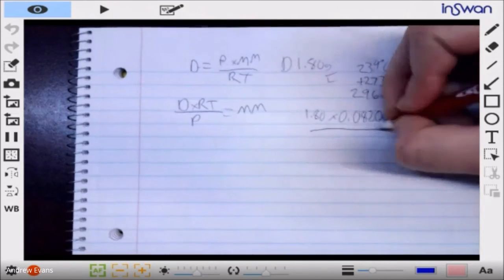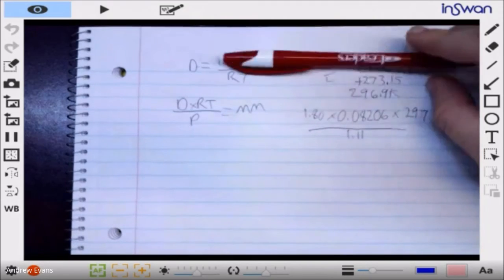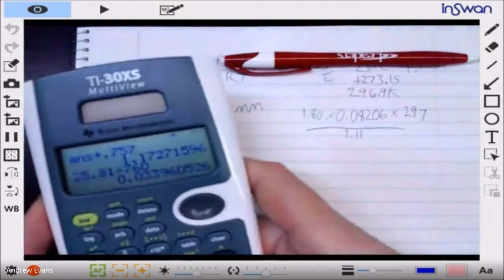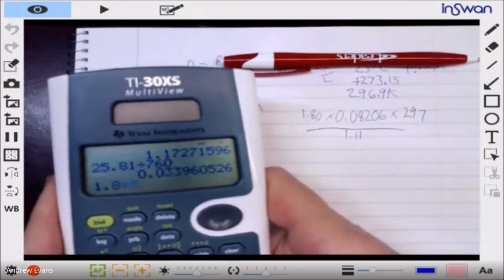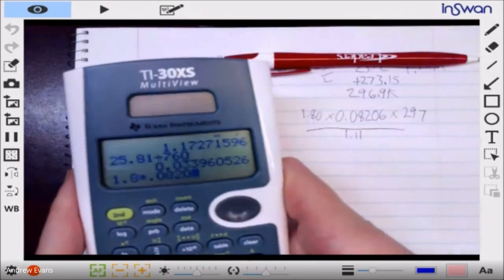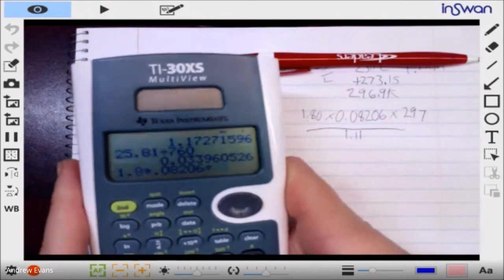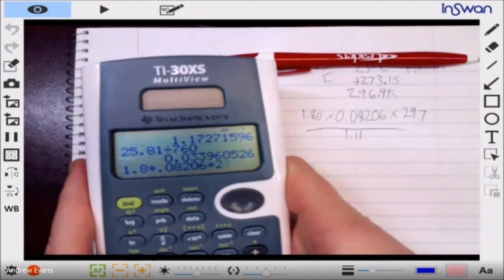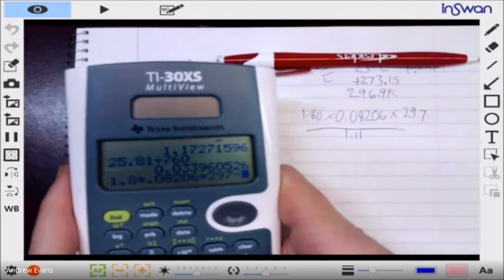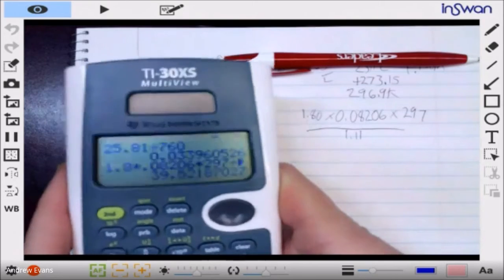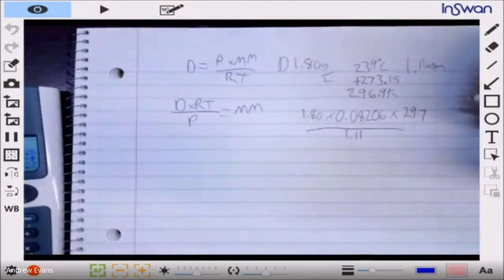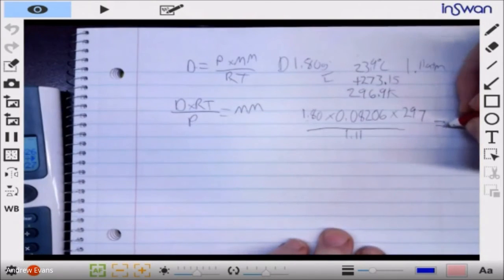And P is 1.11. Now you may say, well, what happens if I accidentally use the other R? If you use 0.08314, oftentimes it is a rounding error. It is not going to matter. So your answer here is 39.5.